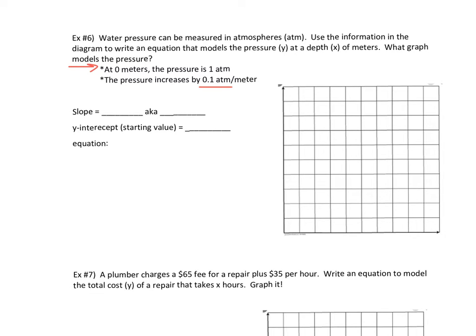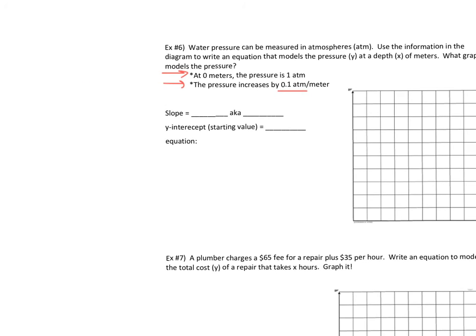Now here's the thing. This information, when they say at 0 meters, they're saying when x is 0. Where is x 0? In the middle.